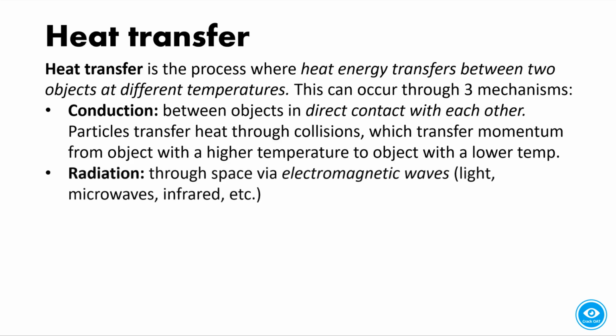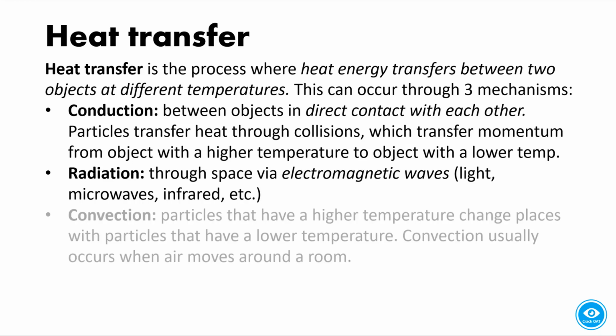And the second part is radiation, which is when the objects are just in close proximity, they're not in contact with each other, but heat radiates through space via electromagnetic waves. So like when you are shining light on yourself, you feel warm. That's how radiation heating works.